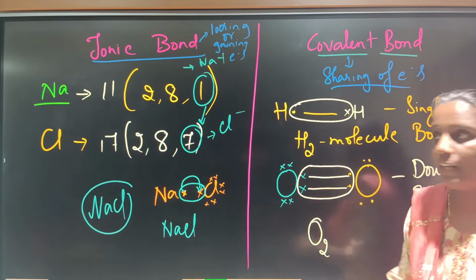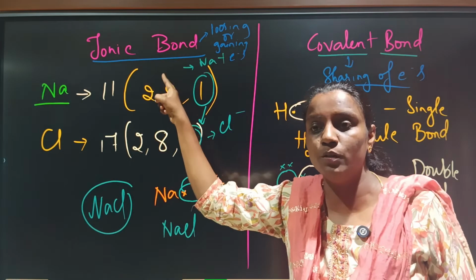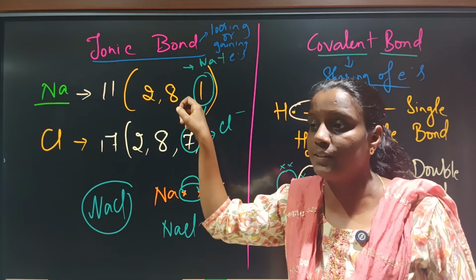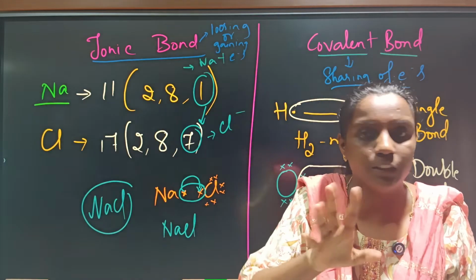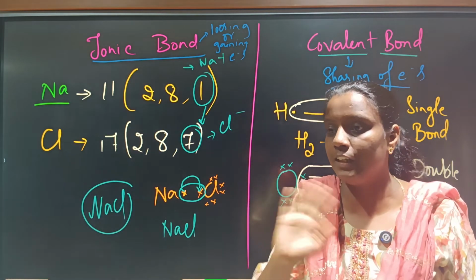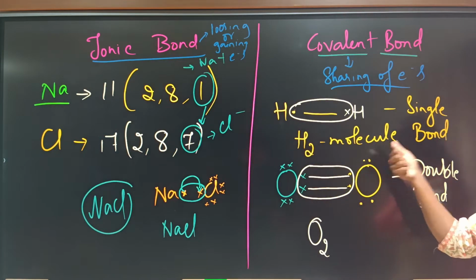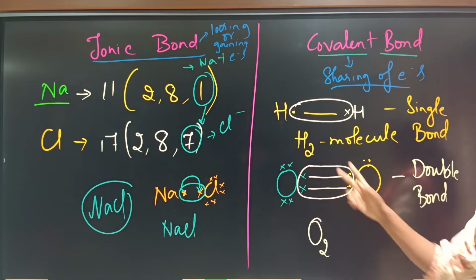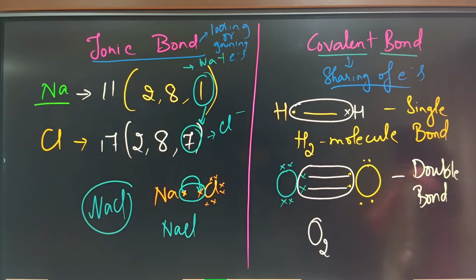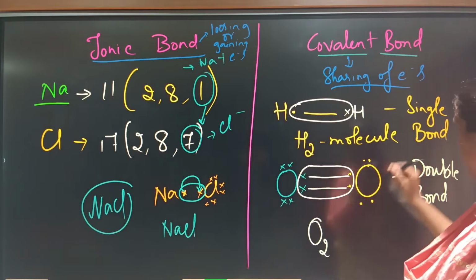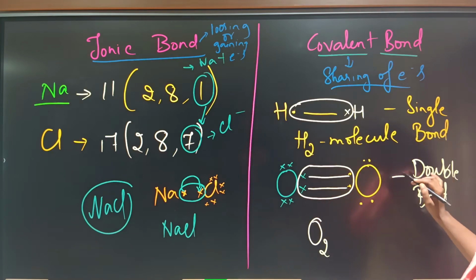Understood? It means that when you take ionic compounds or ionic bonds, only one type of bond will be there. There is no single, double, triple and all. But when you come to the covalent bond, we have single, double and triple also. We'll learn later. Okay, fine. Understood this one? Now, till here you understood single bond and double bond.